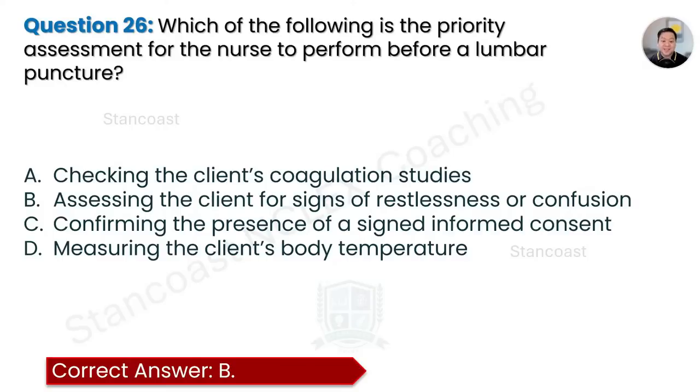For option letter C, confirming the signed informed consent is a routine part of the pre-procedure preparation, but is not the most critical safety assessment. And for letter D, which is another incorrect option, the measurement of the body temperature is essential to identify infection, but it is not a contraindication for the procedure. So take note, our option here should be letter B.